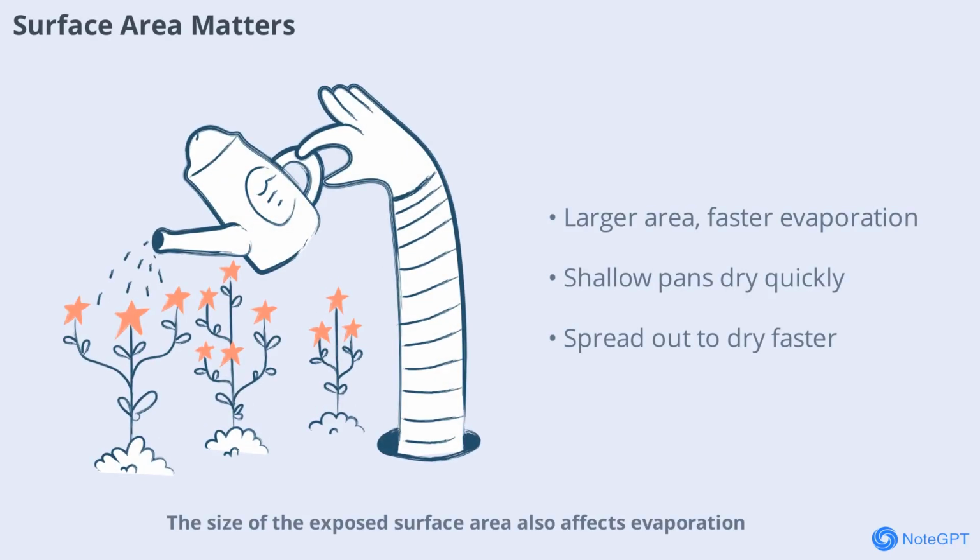The size of the exposed surface area also affects evaporation. A shallow pan of water will evaporate faster than a tall, narrow glass with the same amount of water. That's because more molecules are exposed to the air at once. This principle is used in everyday life, like spreading out clothes to dry or using wide trays to speed up drying processes. The more surface area, the quicker the evaporation.